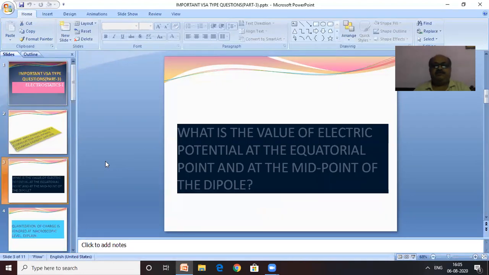Second question is, what is the value of electric potential at the equatorial point and at the midpoint of the dipole? Answer is 0. Since equatorial point and midpoint are equidistant from the charges whose magnitudes are same, so according to the formula V equals KQ by R, net voltage at the given points becomes 0.